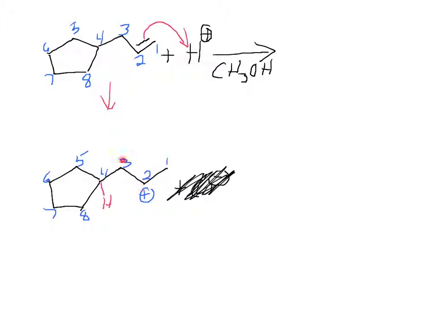It's 2 away from 4. It's 1, 2, 3, or 2 bonds away from 4. Yeah. It's not gonna work. Not gonna happen. Why? Because it's not close enough to do the shift. It has to be 2 bonds away. It's 3 from the hydrogen. 1, 2, 3. It has to be 1, 2 bonds away.